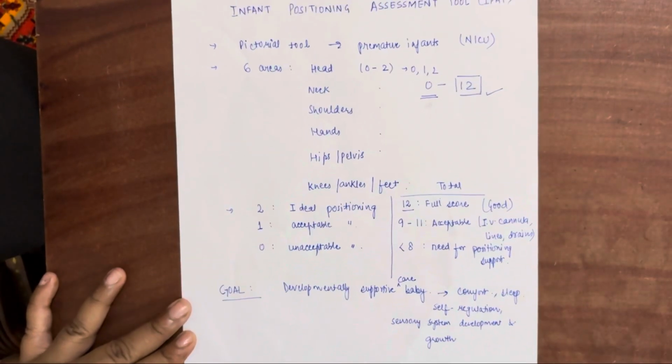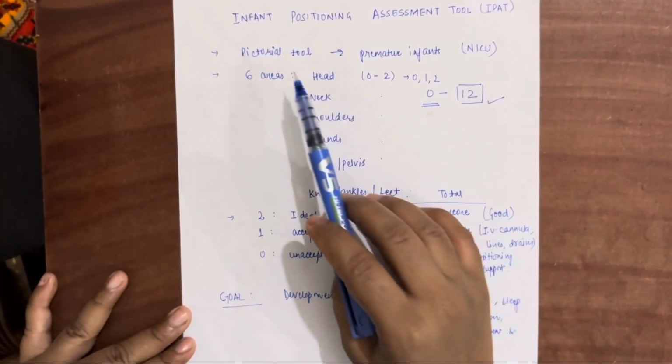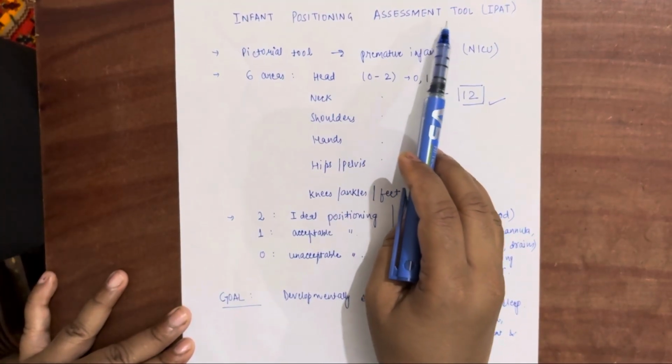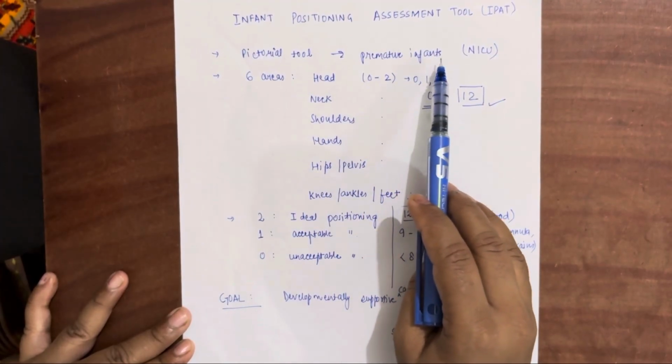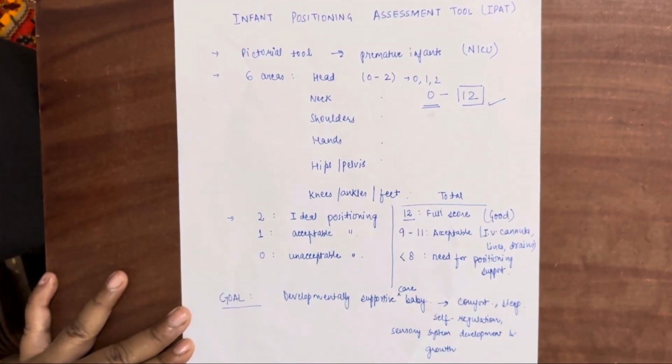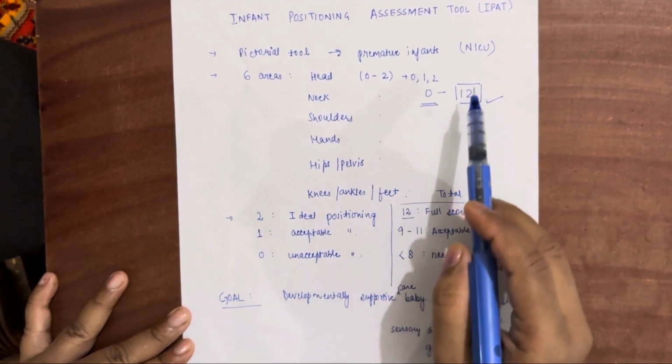So first of all, let us have a quick look. This infant positioning assessment tool, also known as IPAT, is the pictorial tool that is used to assess or to evaluate the posture of the preterm infants.